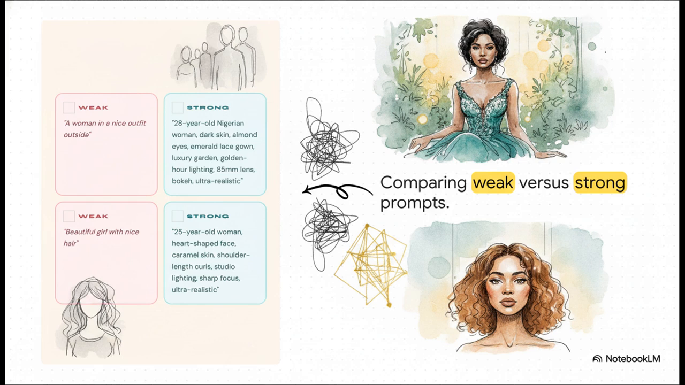Look at the weak prompt: a woman in a nice outfit outside. It's just incredibly vague. Now contrast that with the strong version: 28-year-old Nigerian woman, dark skin, almond eyes, emerald lace gown, luxury garden, golden hour lighting, 85mm lens, bokeh, ultra-realistic. Bam! By adding her exact age, the dress fabric, the lens size, and the time of day, we completely removed all ambiguity. Now the AI knows the exact masterpiece it needs to paint for you.